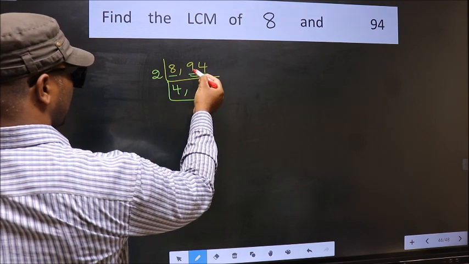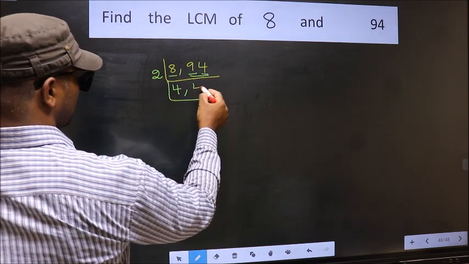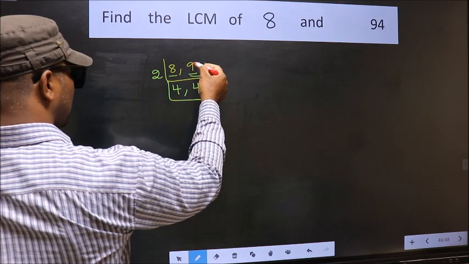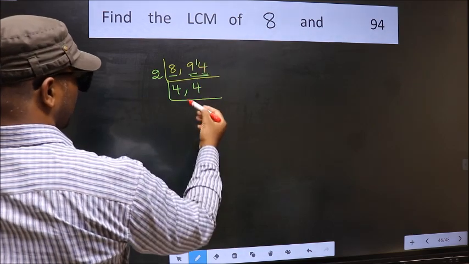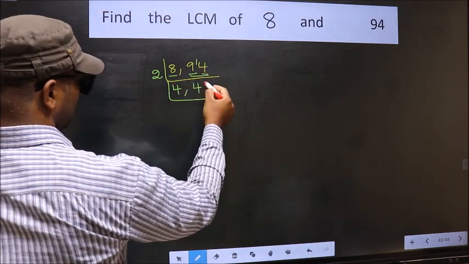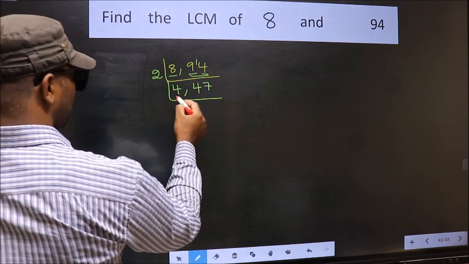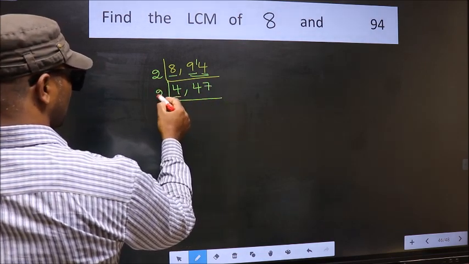First number 9, a number close to 9 in the 2 table is 2 fours 8. 9 minus 8, 1, 1 carried forward, 14. When do we get 14 in the 2 table? 2 sevens 14. Now here we have 4, 4 is 2 twos 4.